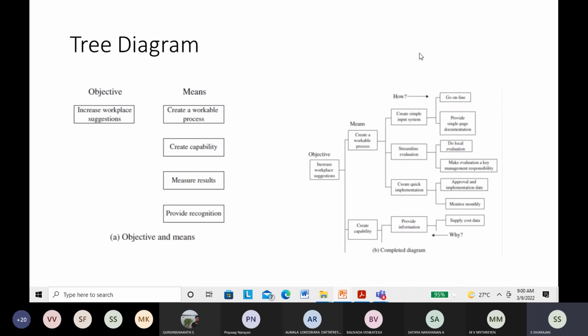And then tree diagram. So you keep on going to the details. First, increasing workplace suggestions. So there are some 4 suggestions, and in detail you try to study them. What we are trying is to create a simple input system, streamline the evaluation, create quick implementation. So like this, finally it will form a tree. We have a single objective, and you keep on going to the details, just like a tree having so many branches. So that is called a tree diagram.